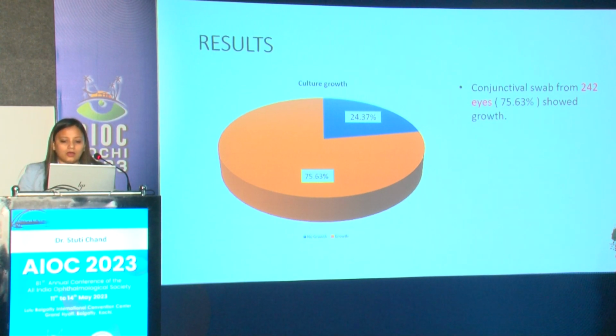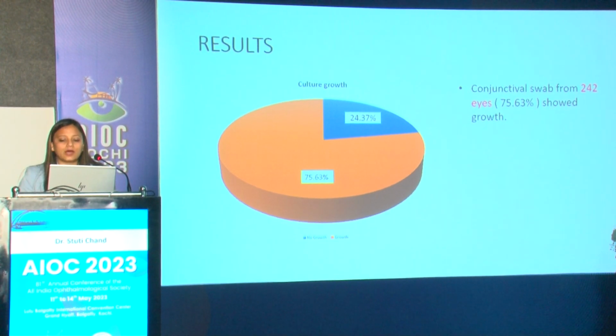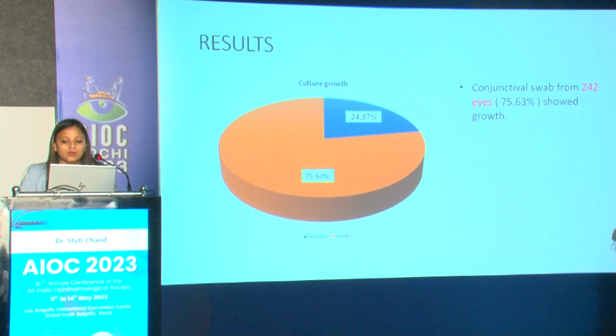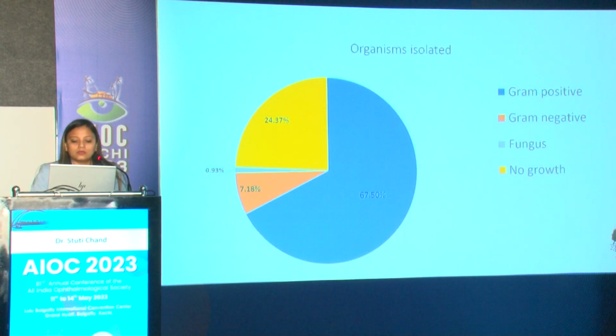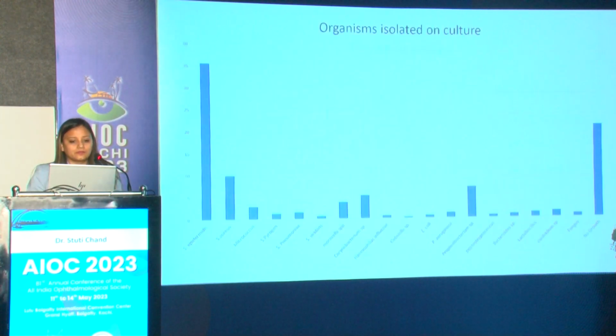The conjunctival swab from 242 eyes showed growth out of 320 eyes, and out of the swabs which showed growth, 67.50% was gram positive, 7.18% was gram negative, and 0.93% was fungal positive.